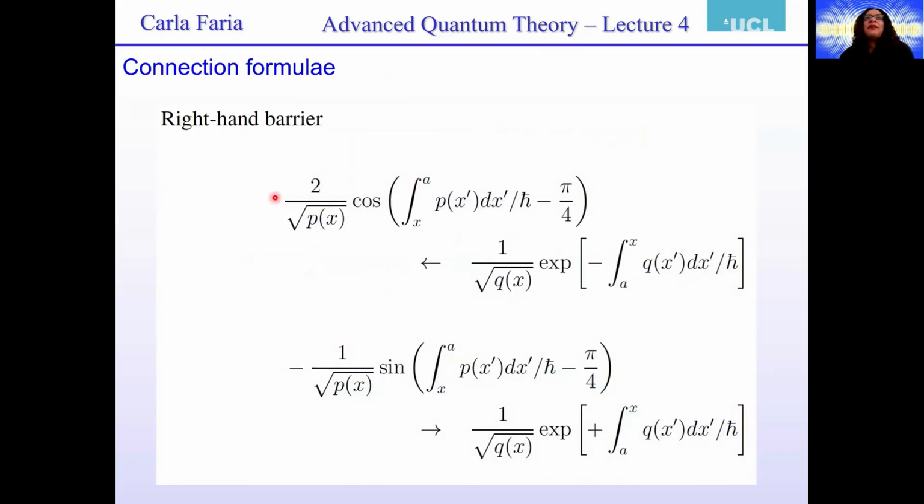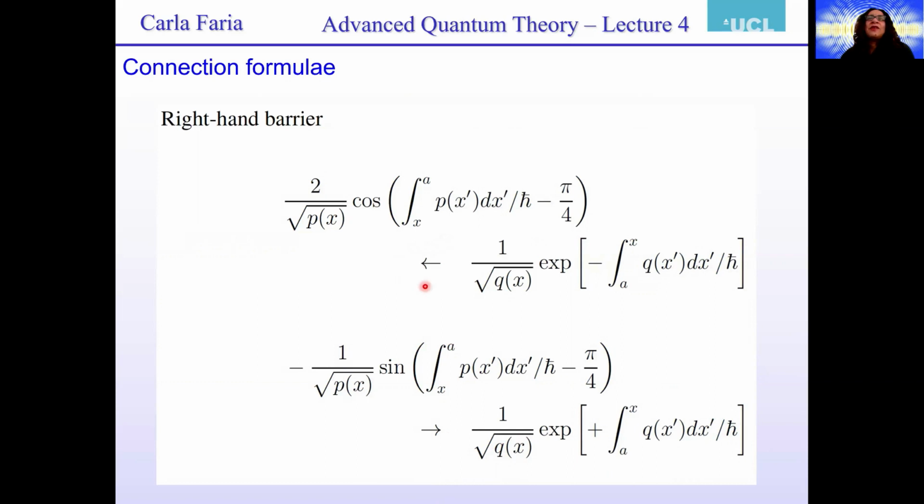Here once more, I'm giving you the solution. For a right-hand barrier, if you have this solution on the classically allowed region, you should have this one on the classically forbidden region. So you have a cos here, and then here you have an exponential. And if you start from the classically allowed region with a sine, here you're integrating from x to the turning point, here as well from x to the turning point, then you get here an exponentially increasing wave function.